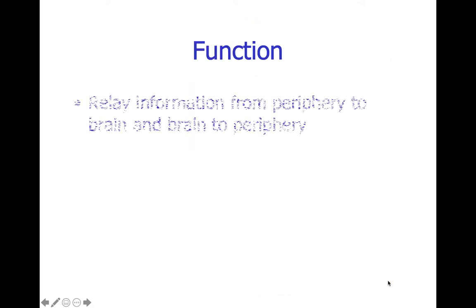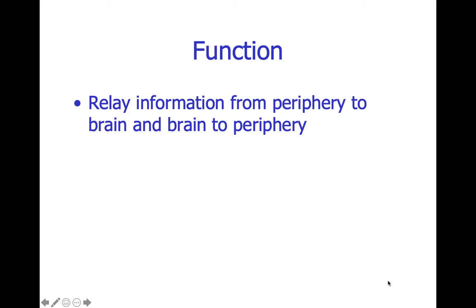Well, what is the function of the spinal cord? Very simply, it's a relay station. It's to relay information from the periphery to the brain and the brain to periphery. So it's a way to get our sensory input up into and through the central nervous system, and information from the central nervous system back out to our various effector organs.